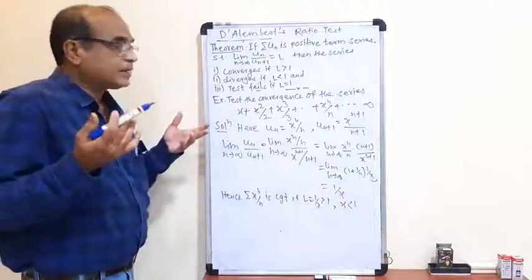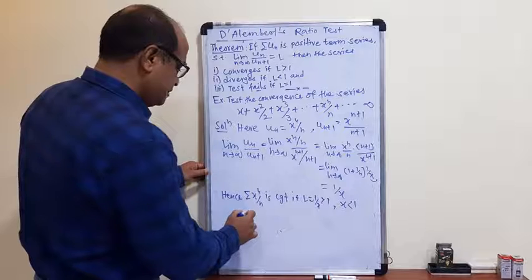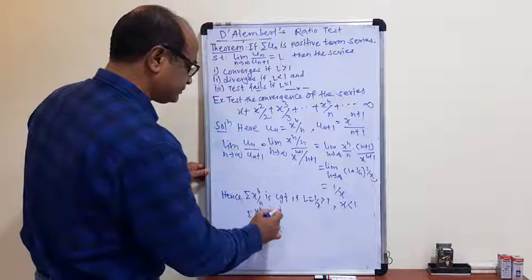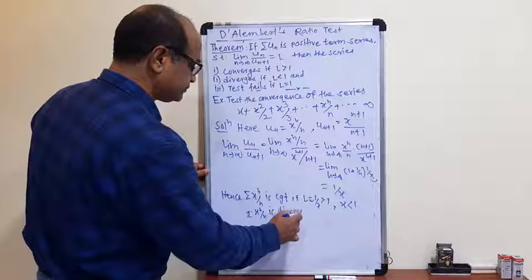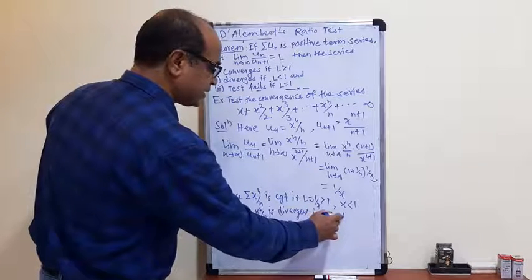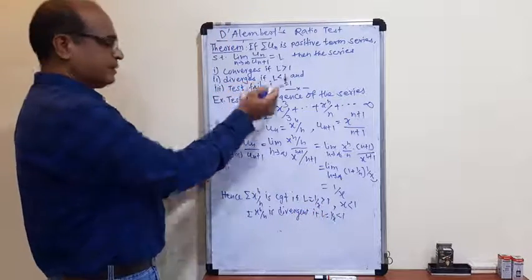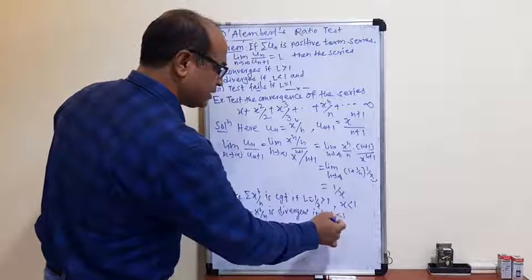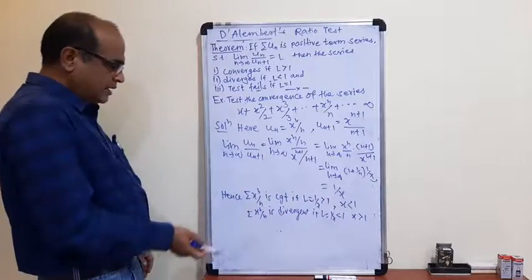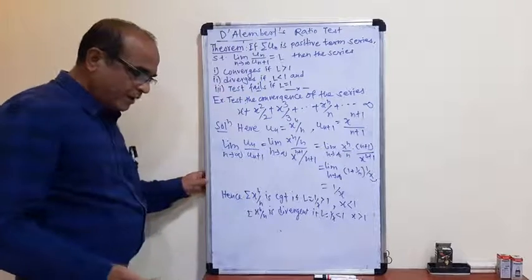So the convergence of that series depends on the value of x. The series x raised to n divided by n is divergent if L, which is 1 upon x, is less than 1. So this implies that x is greater than 1. So if x is greater than 1, then the series is divergent.